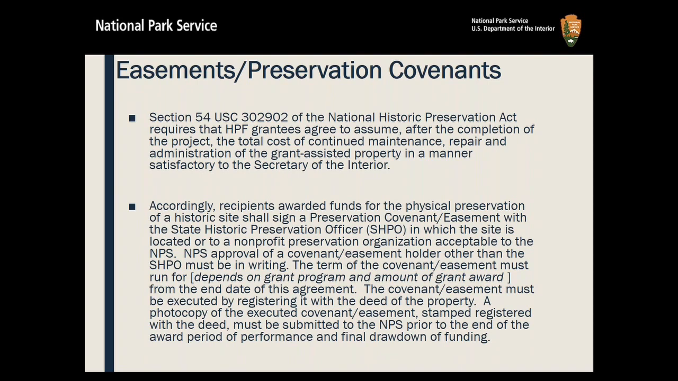We always ask that folks do it early. And so you'll see we ask that you sign a covenant or an easement with your state historic preservation officer, which is in our parlance known as the SHPO, in which the site is located.